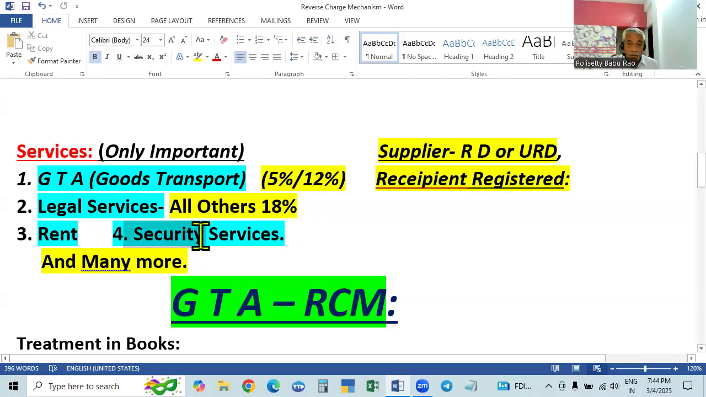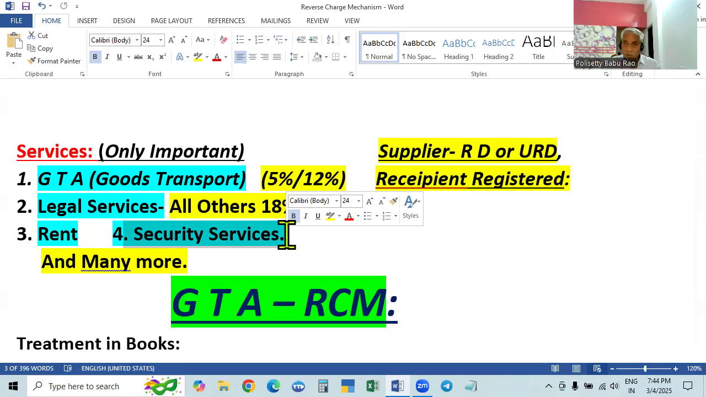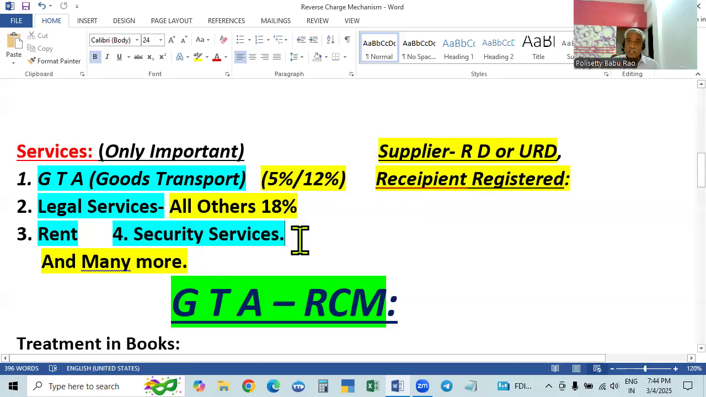This is rent. And security services: many companies, many houses keep some security guards for the security of the company or the house. The service is called security service. So if you purchase a security service, the company which is providing it is not authorized to collect any tax, because this falls under reverse charge mechanism. Only the recipient of the security service has to pay the tax at the rate of 18% to the government directly. So the security service organization cannot collect the tax.